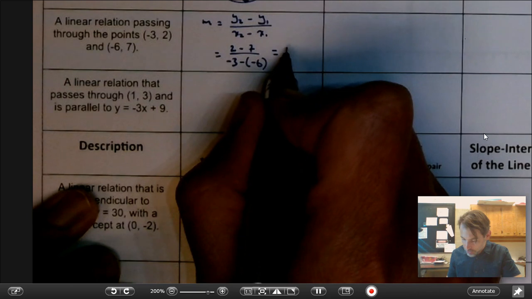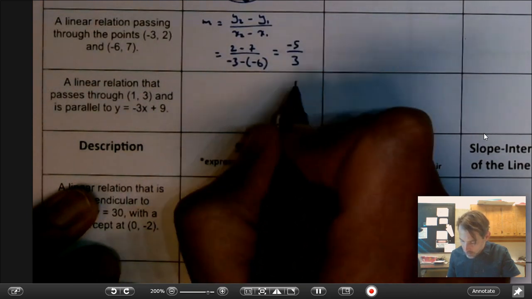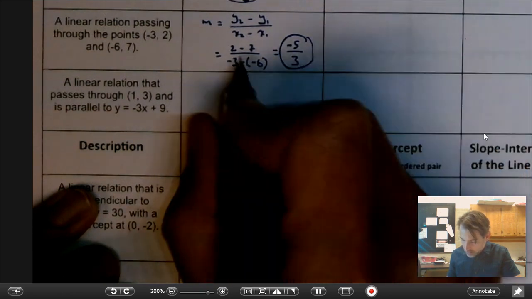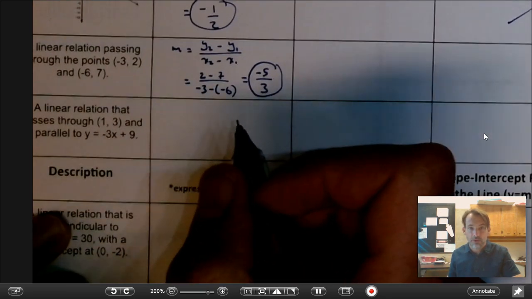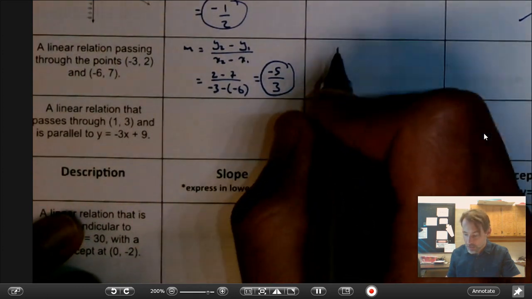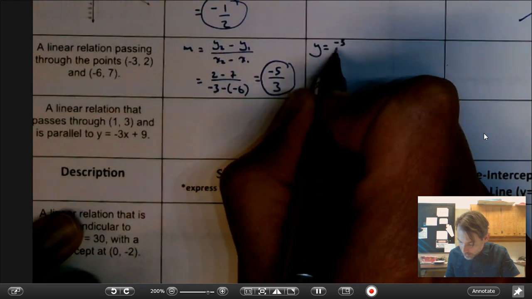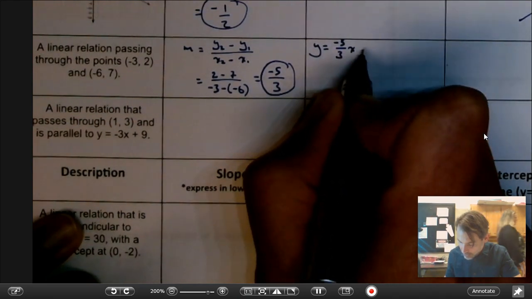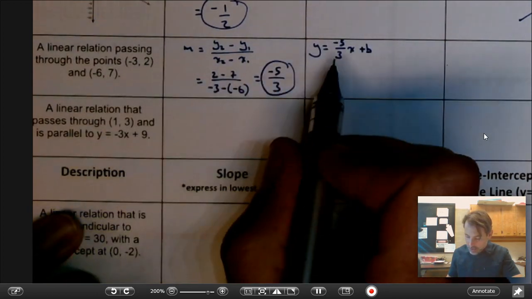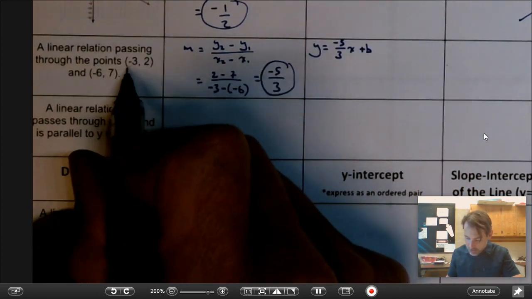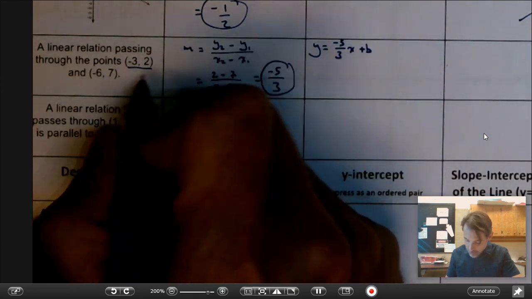And that's equal to negative 5 over 3. Yeah, good. So there's our slope. Now we have to go ahead and find the b value. All right. So we're going to set this up as y is equal to minus 5 over 3x plus b. Okay. And then we will have, let's use this one here, minus 3, 2. All right, we're going to substitute that in. This is x.